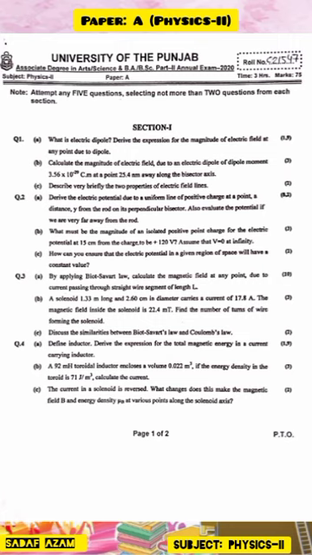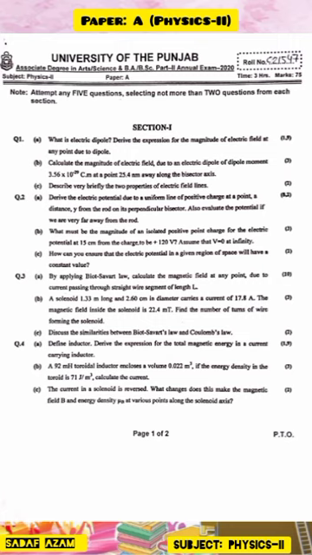Question number 3A. By applying Biot-Savart law, calculate the magnetic field at any point, due to current passing through straight wire segment of length L. B. A solenoid 1.33 meter long and 2.60 cm in diameter carries a current of 17.8 ampere. The magnetic field inside the solenoid is 22.4 millitesla. Find the number of turns of wire forming the solenoid. C. Discuss the similarities between Biot-Savart's law and Coulomb's law.